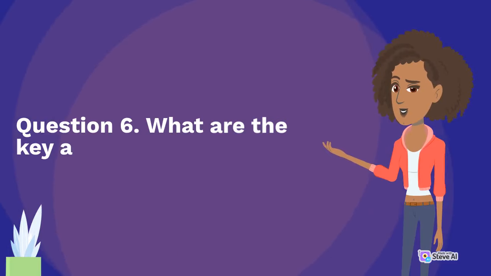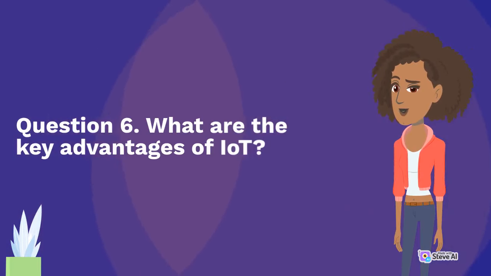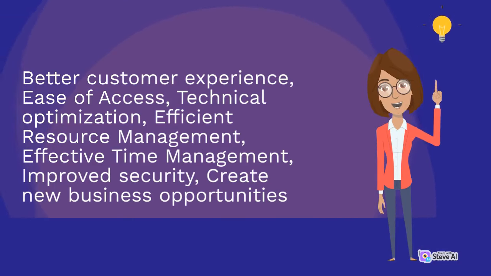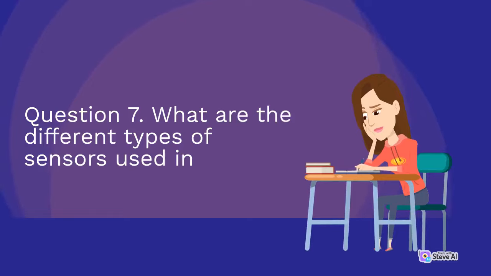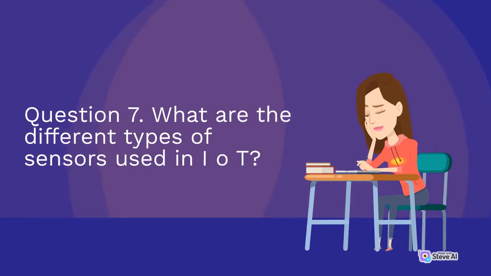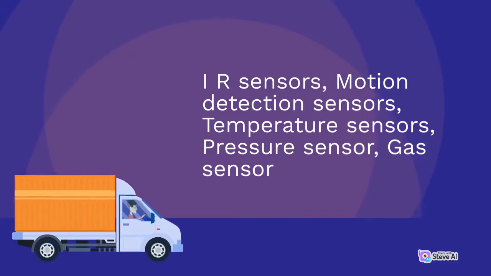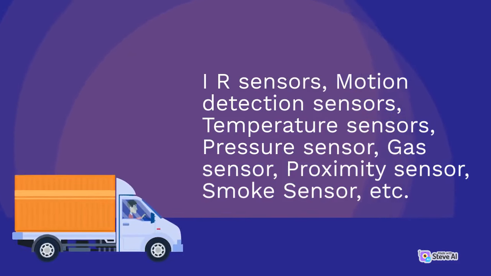Question 6. What are the key advantages of IoT? Better customer experience, ease of access, technical optimization, efficient resource management, effective time management, improved security, create new business opportunities. Question 7. What are the different types of sensors used in IoT? IR sensors, motion detection sensors, temperature sensors, pressure sensor, gas sensor, proximity sensor, smoke sensor, etc.